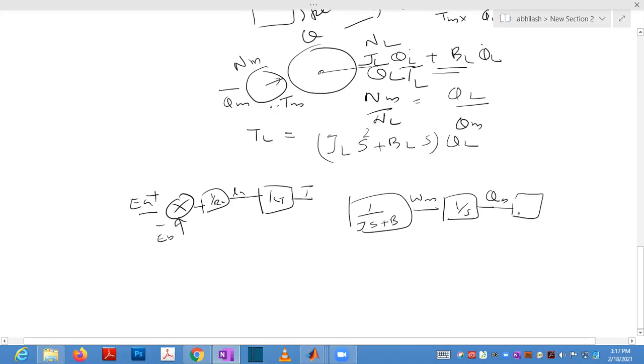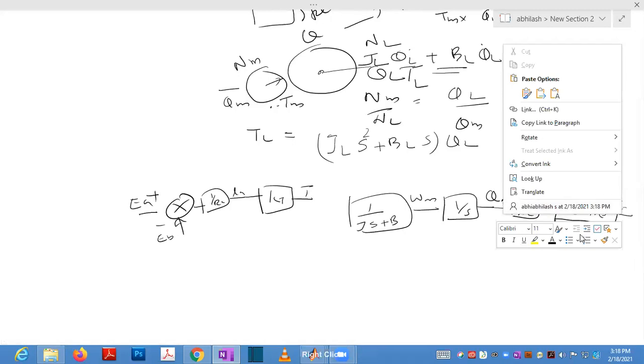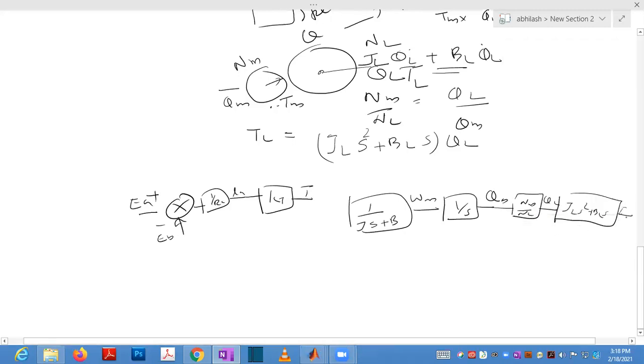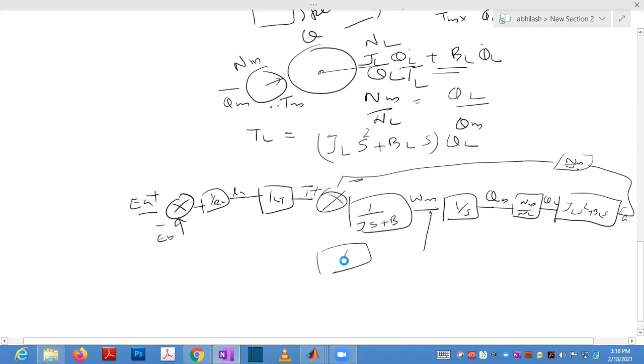And theta m is multiplied by Nm by Nl will give you theta L. And theta L multiplied by JL S square plus BL S will give you TL. This TL again multiplied by Nm by Nl will give you torque on the motor side. So here it is plus, here it will be minus. And again it is KB coming here, and this is completed.